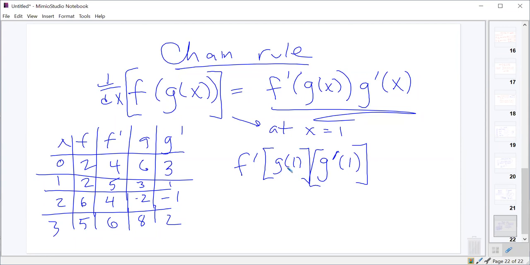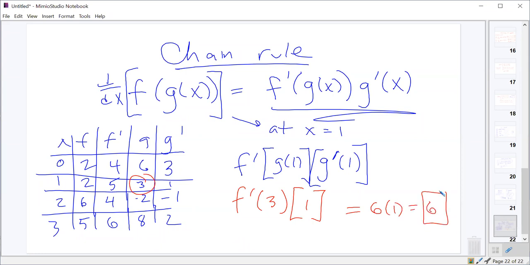So then we need to find g of 1 by going to our chart. G of 1 is 3, so this becomes f prime of 3 times g prime of 1. G prime of 1 is 1. F prime of 3 is 6. So this becomes 6 times 1, gives us 6. That make sense?